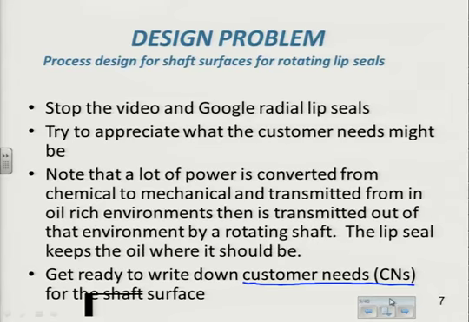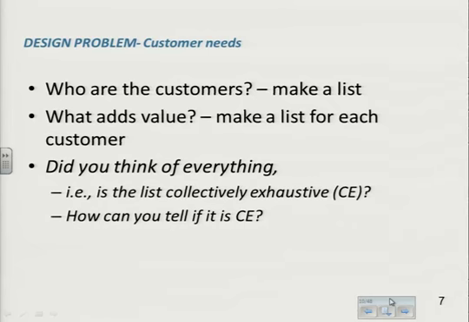So let's take a look at what customer needs are. What we'd like to say is, well, who are the customers for rotating lip seals? So you might make a list of the potential customers for rotating lip seals, and then think about what adds value to those customers. So what would each customer value? And then I want you to ask this question: did you think of everything?